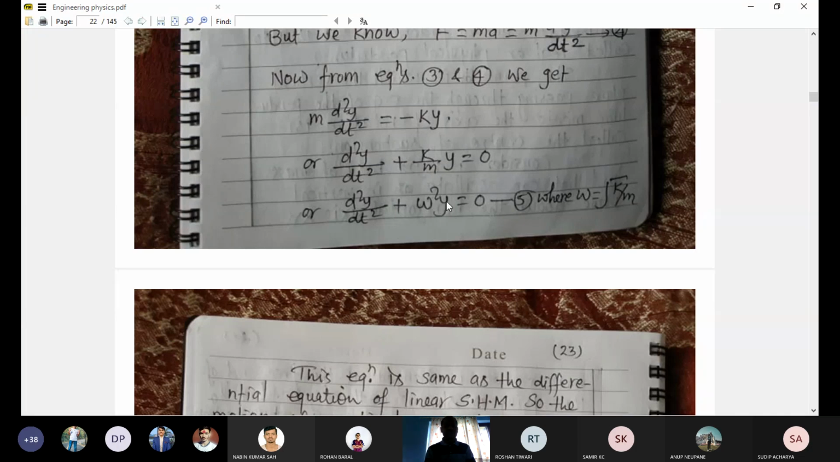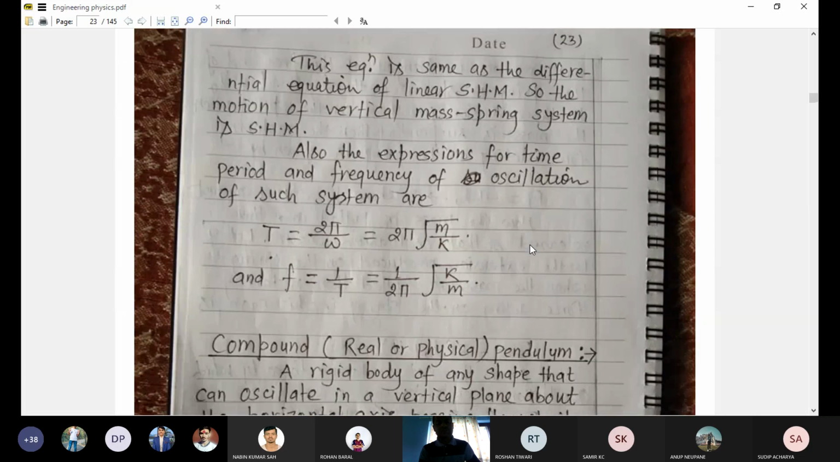Okay? Now that you have verified simple harmonic motion and got the value of omega, you can also find the time period and the frequency of oscillation. The time period is T equal to 2 pi by omega, and that is the time taken to complete one oscillation. And omega is 2 pi by T, which means T equal to 2 pi root under m by k. Again, root under m by k. T equal to 2 pi root under m by k. This is the formula for time period of vertical mass spring system.